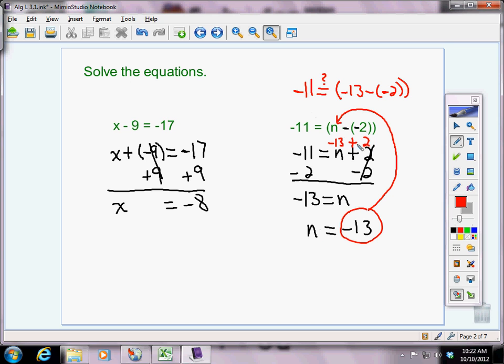So when you're solving equations, ladies and gentlemen, focus on how we're using our inverse operations to get rid of that extra number, and it's always a good idea to do a quick check to make sure you get your answer right.